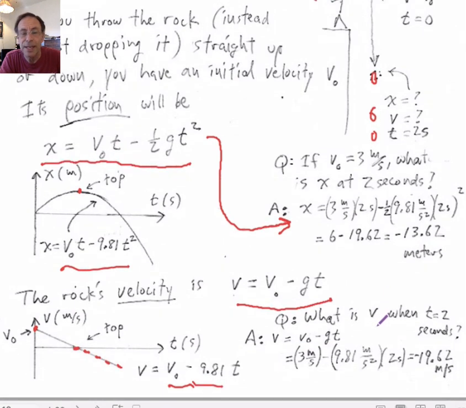What about its velocity at 2 seconds? We're going to use this formula here. I put in V0, which is 3 meters per second, minus the gravity number, 9.8 or 9.81 meters per second squared, times the time, 2 seconds. And we find that it's moving along already pretty fast downward at 19.6 meters per second. So downward, that's why there's a negative sign, minus 19.62 meters per second.